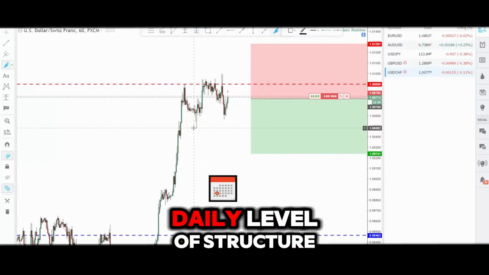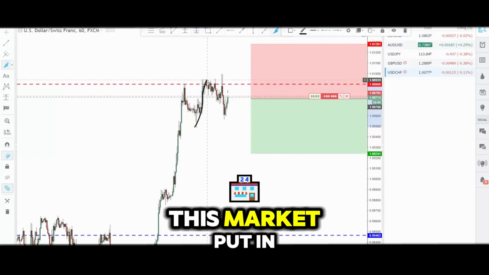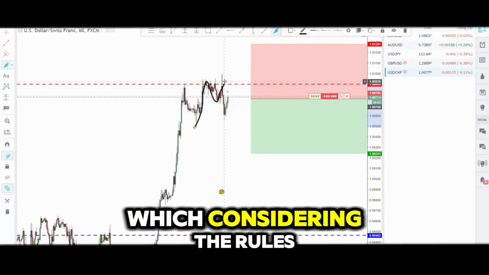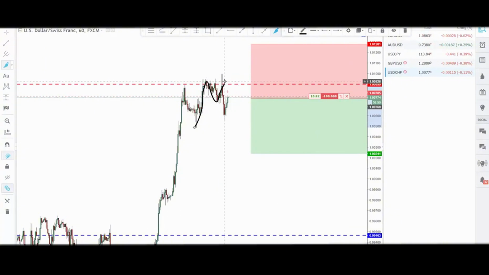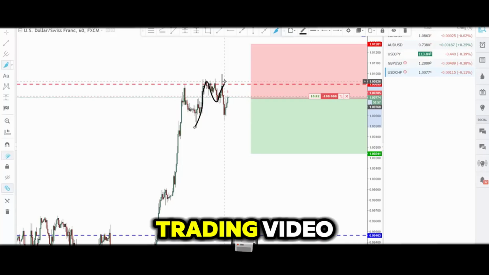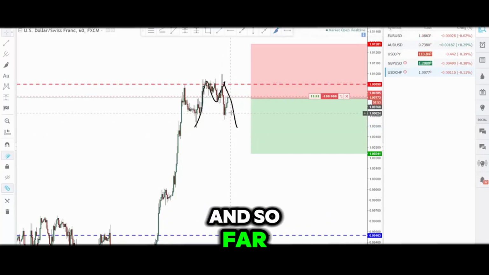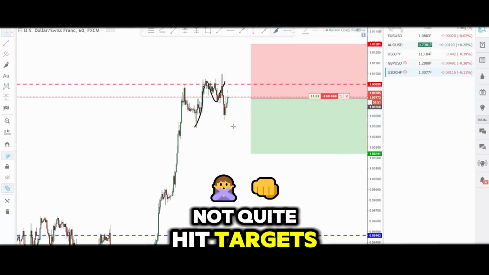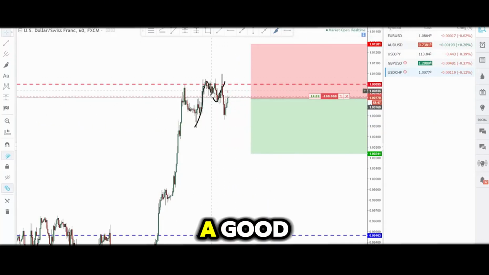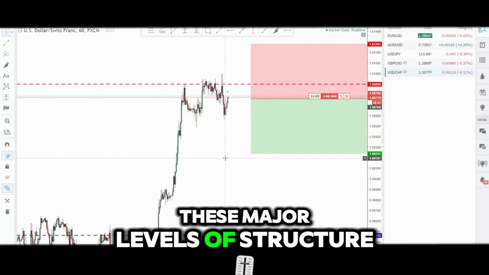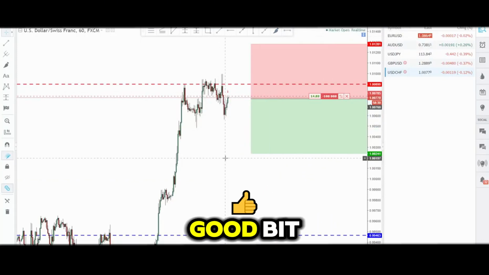Directly after hitting that daily level of structure, this market put in a nice double top, which considering the rules that we're using today and the rules that we're using for the structure-based trading video, that would have been our entry. And so far, this market would have not quite hit targets, but it did drop. But it has dropped a good bit from that daily level of structure. So as you can see, these major levels of structure do push the market around a good bit.